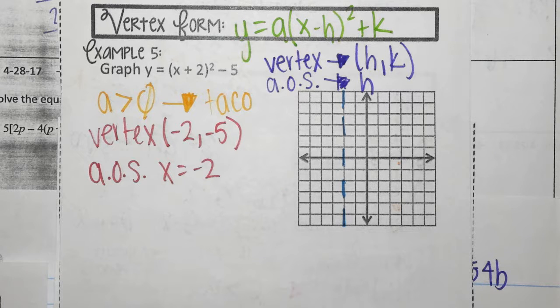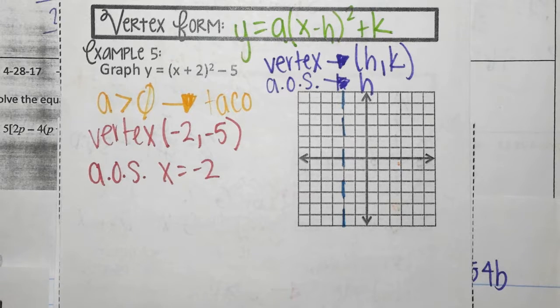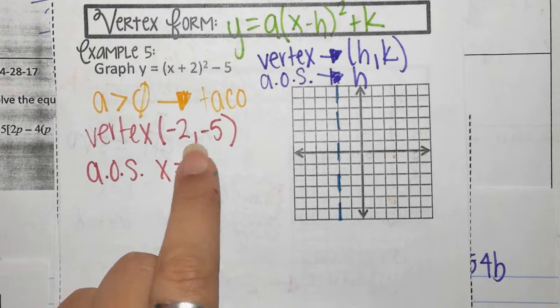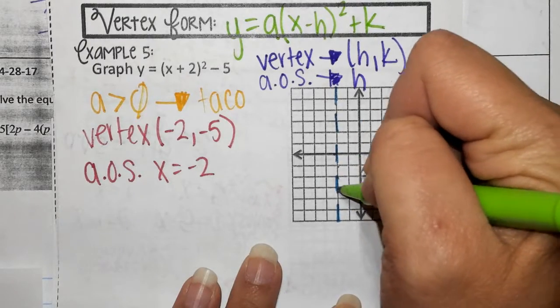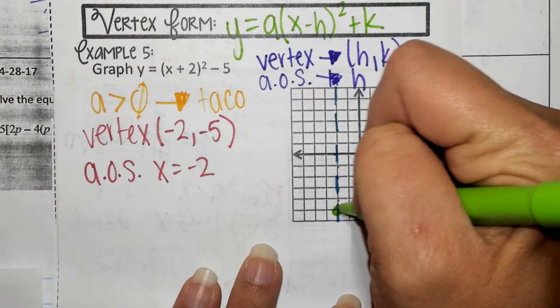Has everybody gone left 2 and put a dotted line? Well, those of us that are paying attention. All right, and then our vertex is at -2, -5. So I want you to go left 2, down 1, 2, 3, 4, 5.